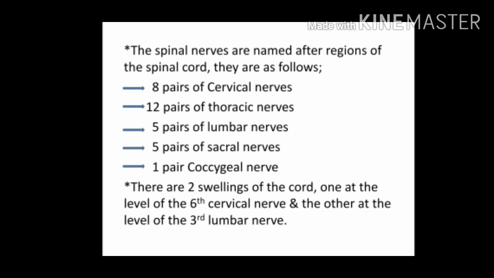There are 2 swellings of the cord, one at the level of the 6th cervical nerve and the other at the level of the 3rd lumbar nerve. The spinal cord is a little bit swollen at these 2 regions.